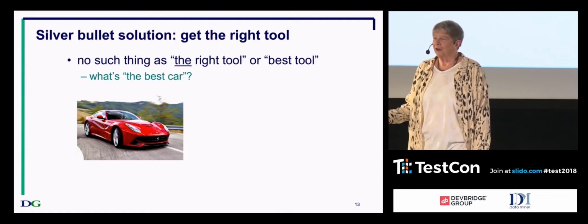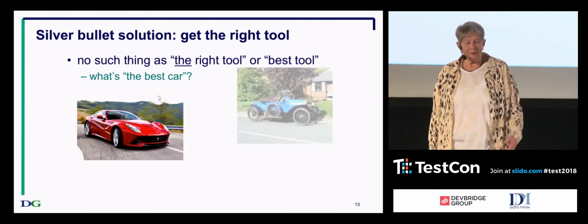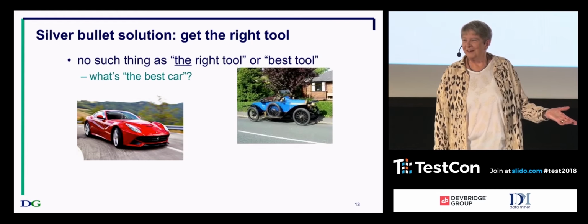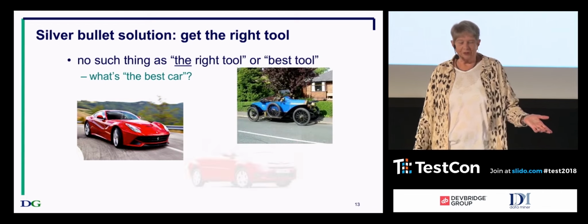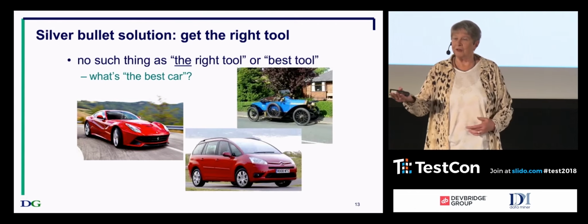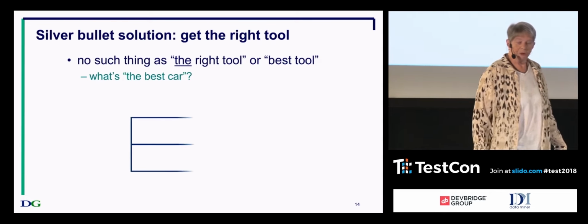Well, now my son-in-law, who's also a tester, by the way, he's a classic car fan. So maybe for him, that would be the best car. But if you've got 5 children and 2 dogs, then you want something like this. So the best car for what is exactly the right question. And it's the same thing with the tools.